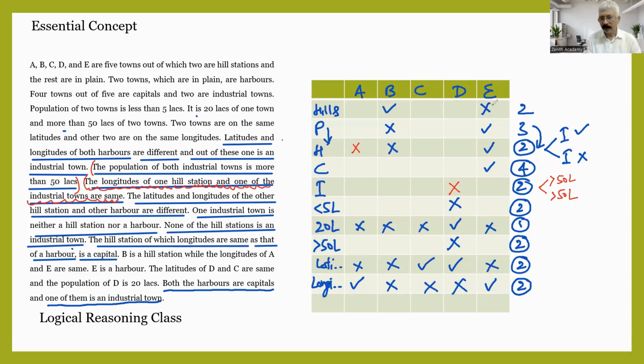E is not a hill. So definitely A is going to be hill, and E is an industrial town.